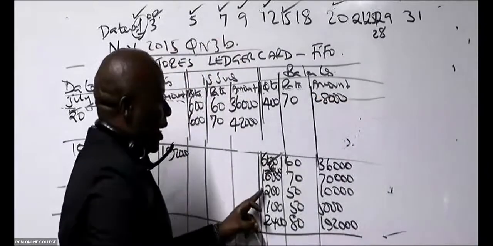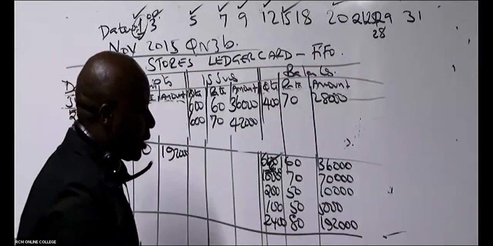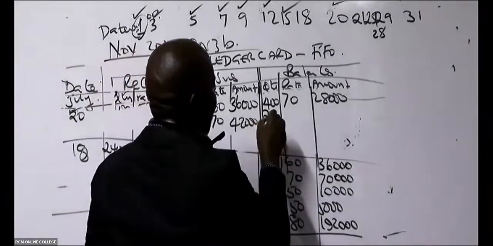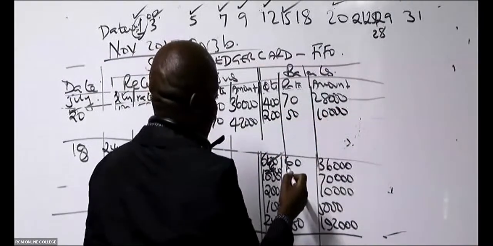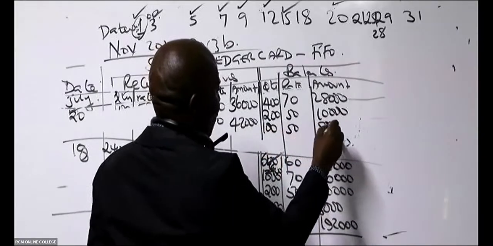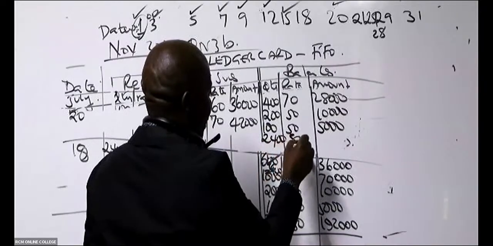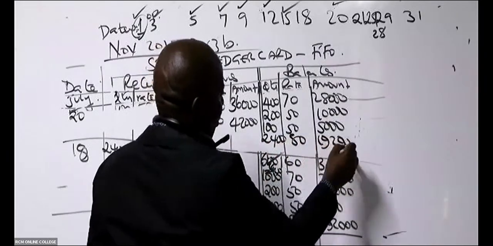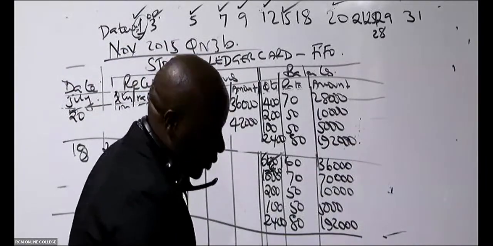Now from there, of course, we have all the others intact. We take them the way they are, intact. So we have here 200 at 50, giving me 10,000. We have here 100 at 50, giving me 5,000. We have 2,400 at 80, giving me 192,000. Great. Thank you so much.